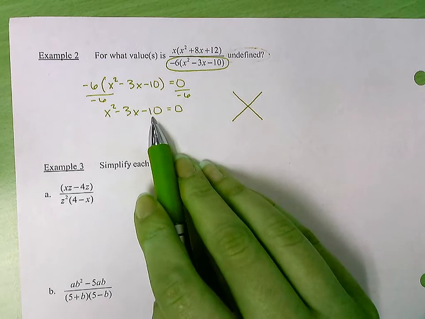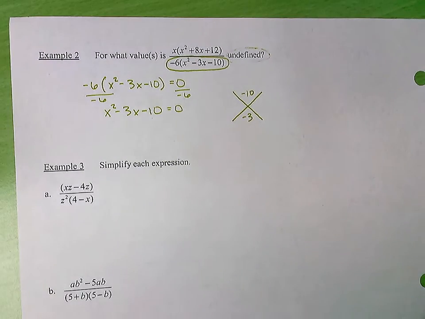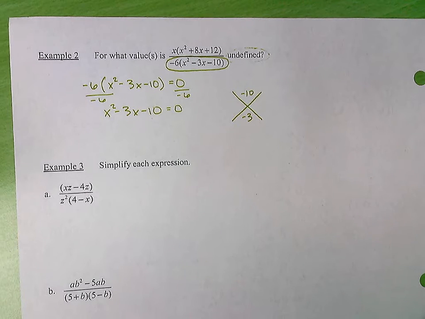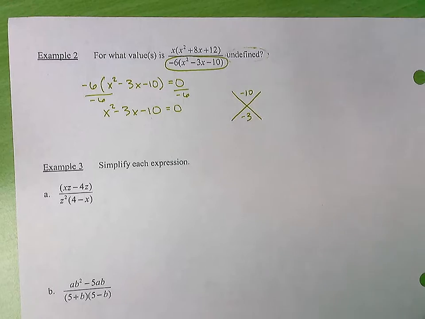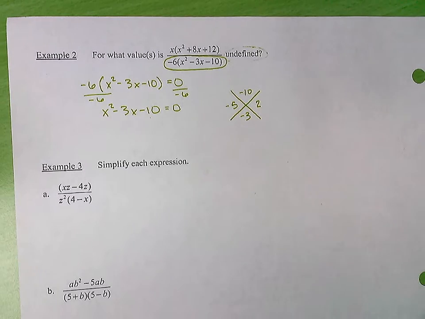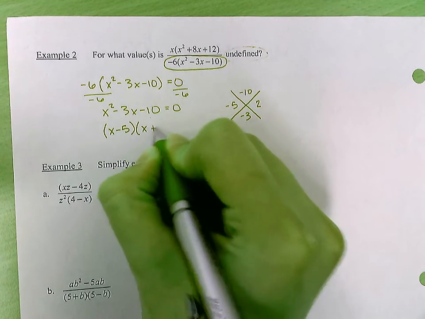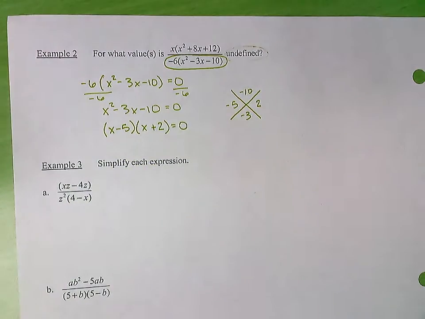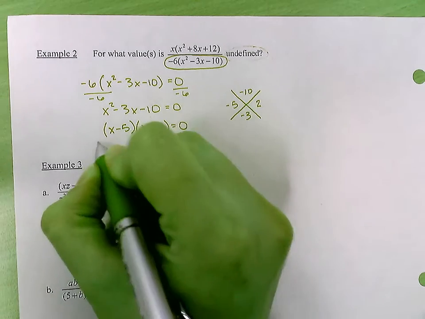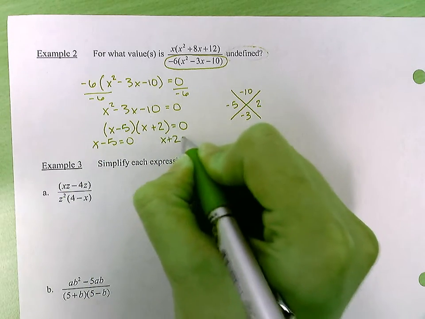The number on top is negative 10. Bottom is negative 3. So two numbers that multiply to get negative 10 and add to get negative 3. Negative 5 and 2. Okay, so factoring this then, I have x minus 5 and x plus 2 equals 0. Okay, now I can set both of those quantities equal to 0. So we can set x minus 5 equal to 0 and x plus 2 equal to 0.